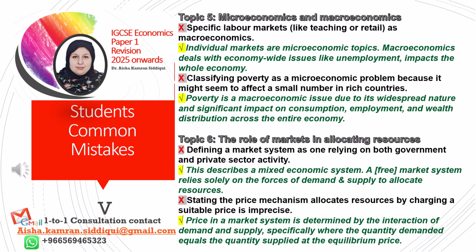Let's move on to topic number 5, microeconomics and macroeconomics. Here, students get confused between microeconomic concepts and macroeconomic concepts. Let's begin with classifying specific labor markets like teaching or retailing as macroeconomics. This is incorrect. Individual markets are microeconomic topics, whereas macroeconomics deals with economy-wide issues like unemployment, whose impacts are considered for the whole economy.